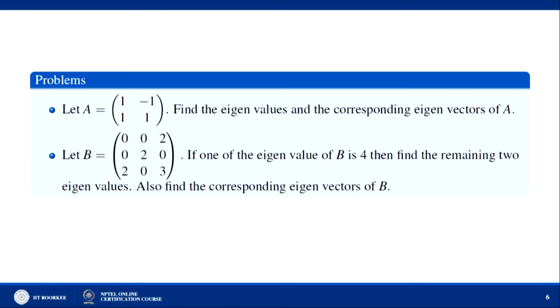Now, let us discuss this problem. The first problem is, let us consider this matrix A, which is 1 minus 1 1 1. Let us find its eigenvalues and the corresponding eigenvectors. So, the matrix A is simply 1 minus 1 1 1. So, you can simply write the determinant of A minus lambda I, which must be 0 for the characteristic polynomial, or for finding the roots of the equation, the latent roots or the characteristic roots of this matrix A.